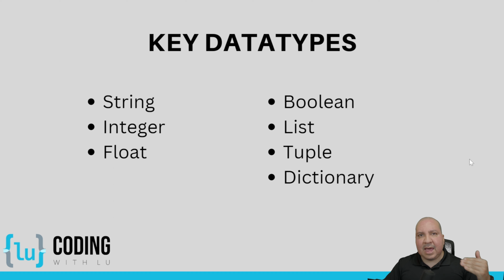Float, think of it as decimals. Anytime you have a decimal value, that is your float data type. Boolean. Boolean is true or false. Think of it that way. A lot of times it's represented as 0 and 1 or true or false. But nevertheless, that is what your Boolean data type is.